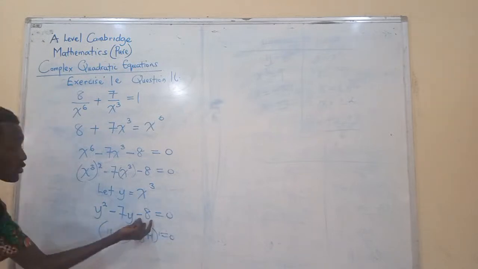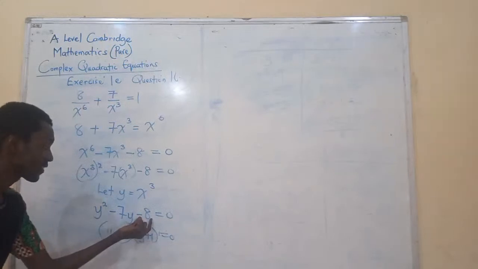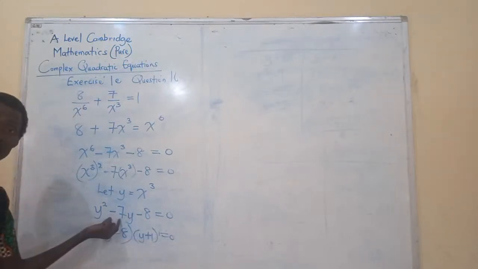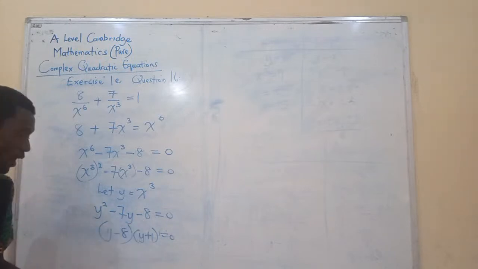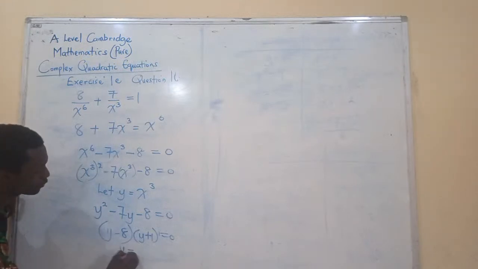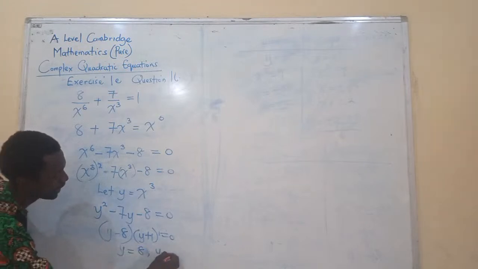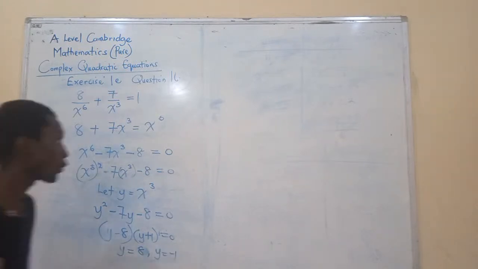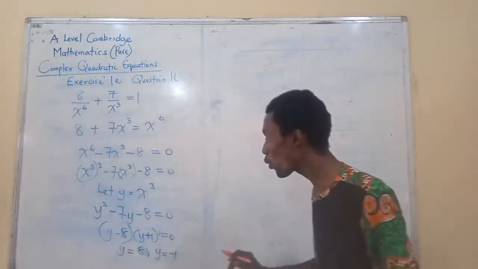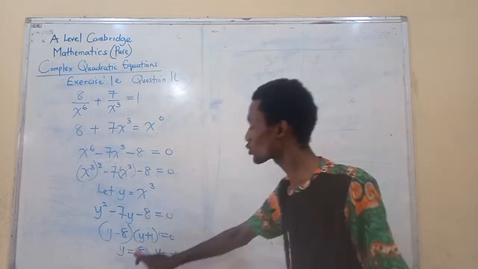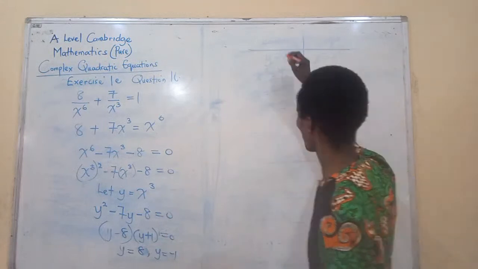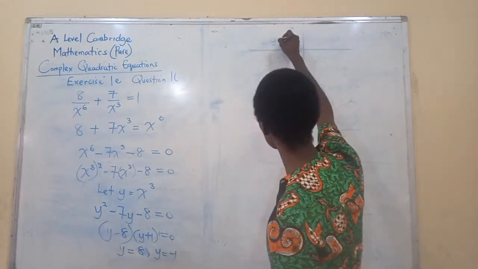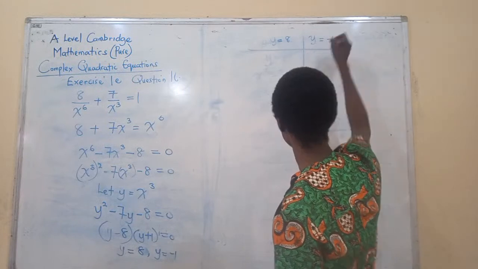The two numbers you can multiply to get negative 8 and add to get negative 7 are such that one will be minus 8 and one will be plus 1. So when you do that, y will be equal to 8 and y will be equal to minus 1. We've done that part. What will be the next thing we'll do? Remember that we're not told to look for y. So I'll separate my board once again, and y is equal to 8 and y is equal to minus 1.